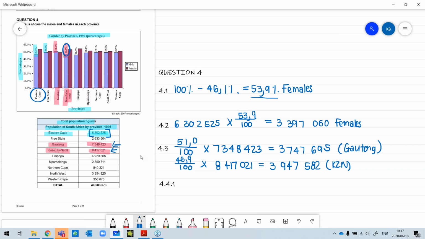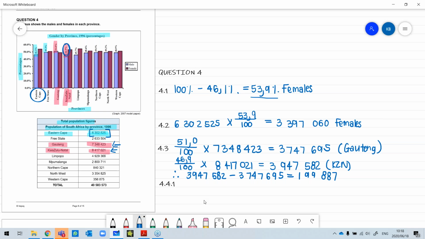Now, our question did state the difference in the number of men. So KwaZulu-Natal looks like it does have quite a few more men. So we are going to say the number of men in KZN, subtract the men in Gauteng, and the difference is then 199,887 men. There we go.